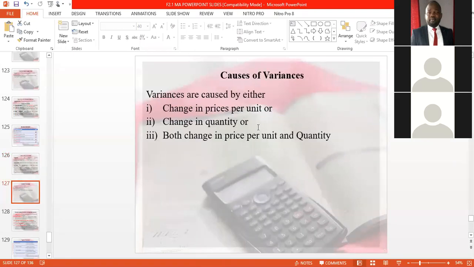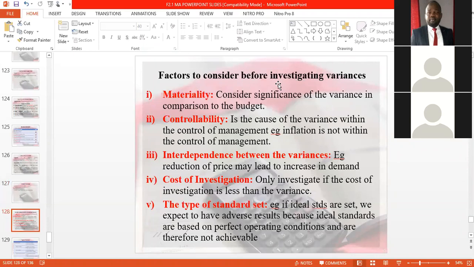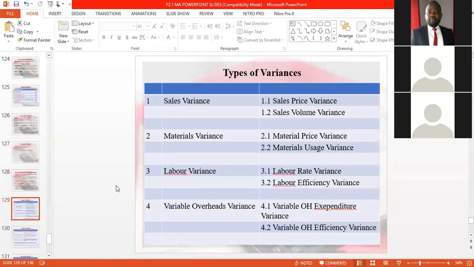Now we looked at what causes a variance. Causes of variance can be either change in prices or change in quantity, or even both. We looked at factors to consider before investigating a variance. Let me not go deep into this. We talked of materiality, controllability, interdependence between the variances, cost of investigation, and the type of the standard that had been set.